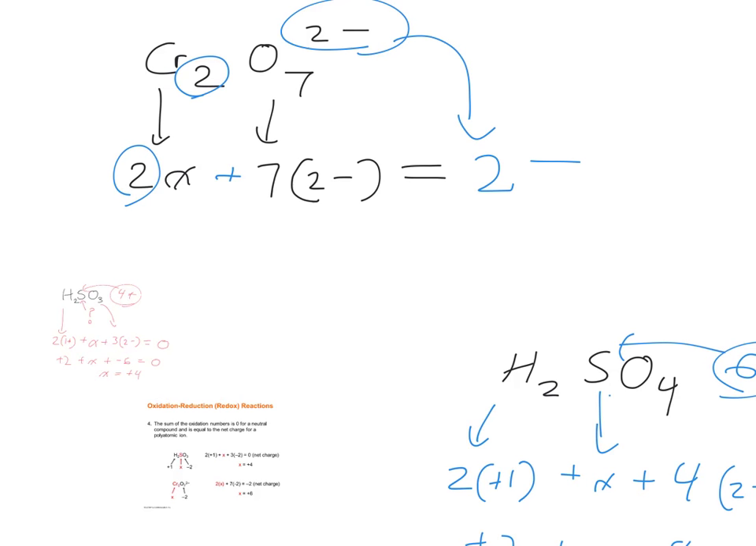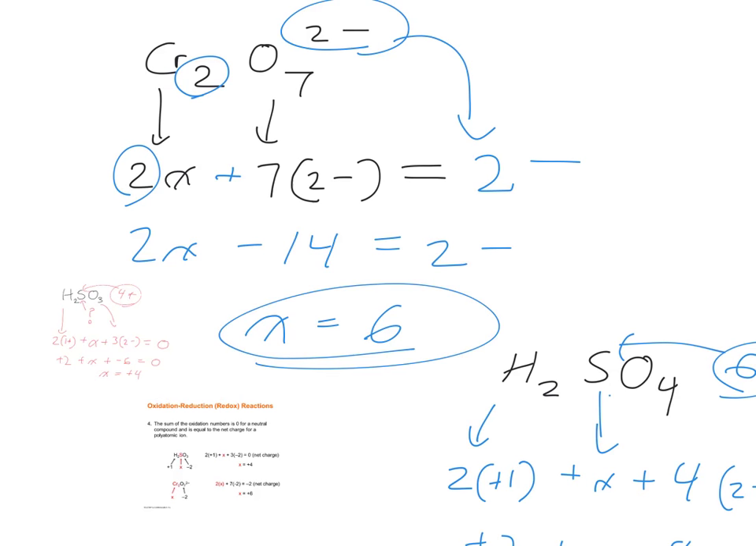So 2x plus 7 times negative 2 has to equal negative 2. So 2x minus 14 equals negative 2. So x has to be 6. So the oxidation number on chromium in this compound would be 6 positive.